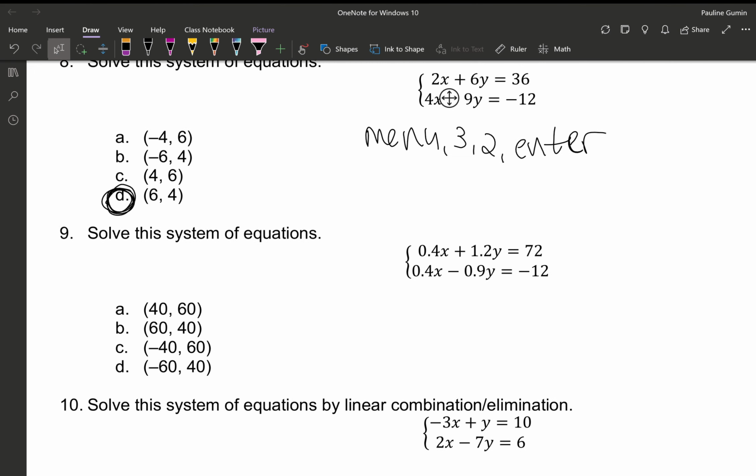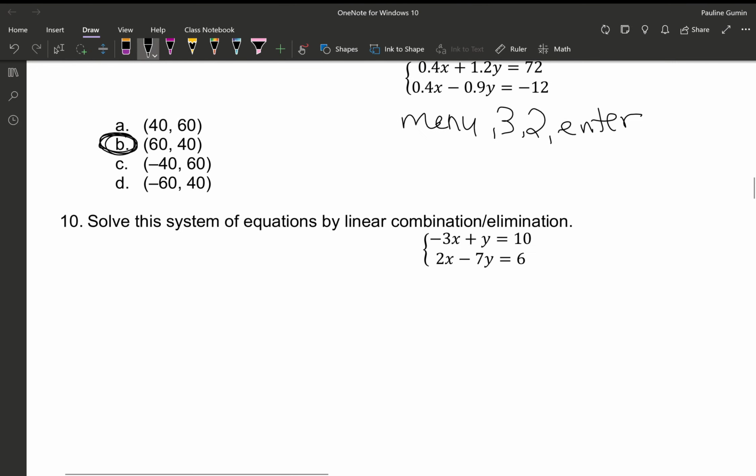Alright, let's do number 9. Same way, you're going to take out your calculator, or hopefully it's already out, menu, 3, 2, enter, and you should get the answer, letter B. If you don't, please ask so we can see what happened.